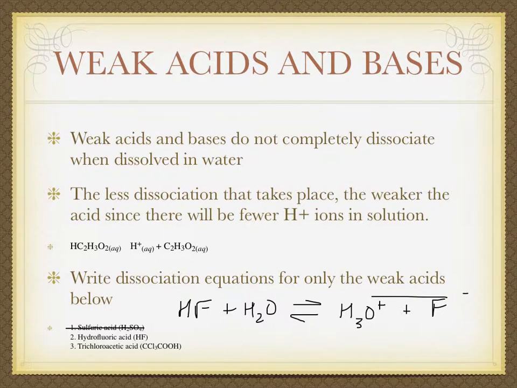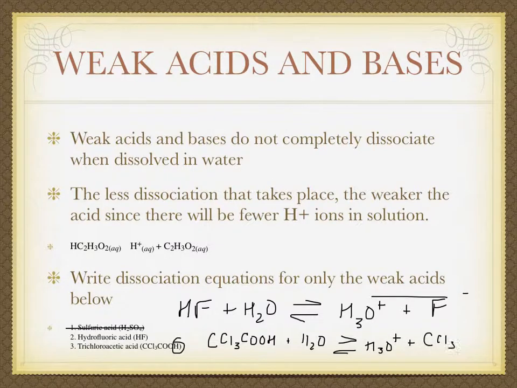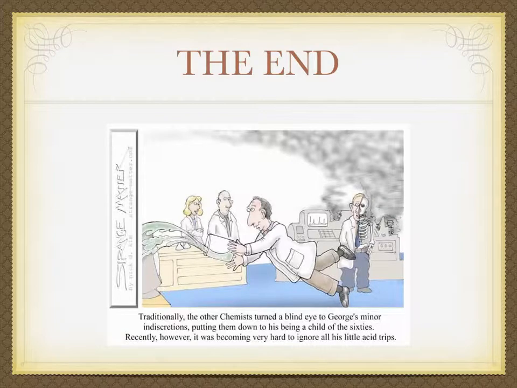Okay, so for the trichloroacetic acid, notice that this one's kind of weird, and this is where the hydrogen is at the end. This is still an acid, but you would get CCl3COOH plus H2O giving me H3O plus plus CCl3COO minus. And there you have it. That's the end of those two sections.